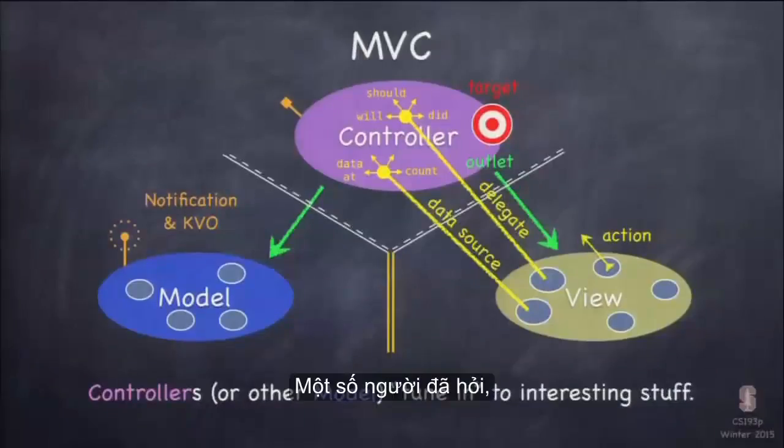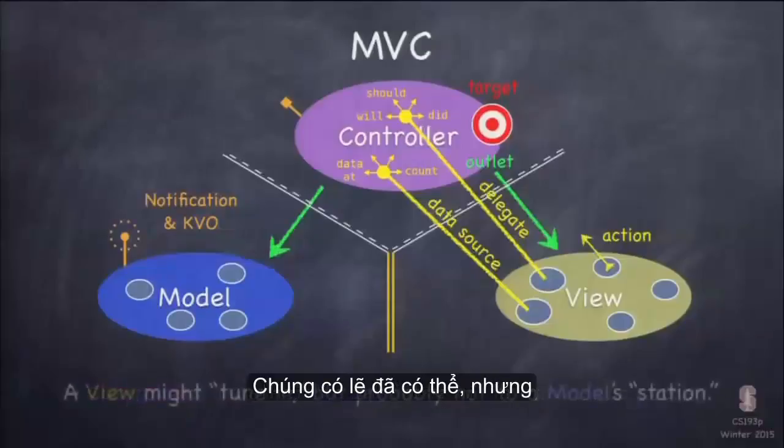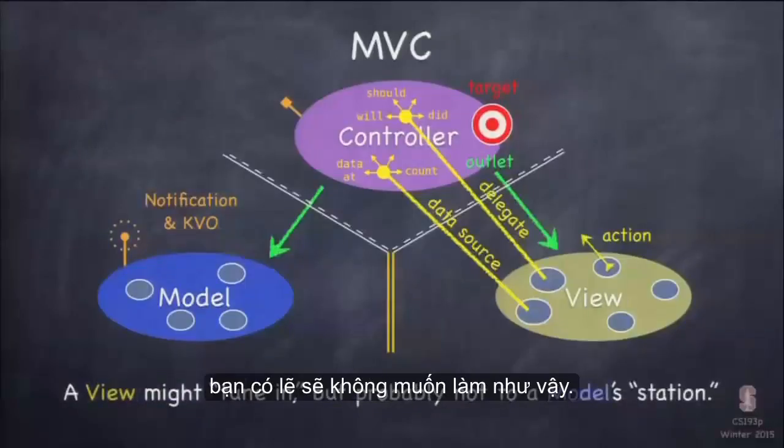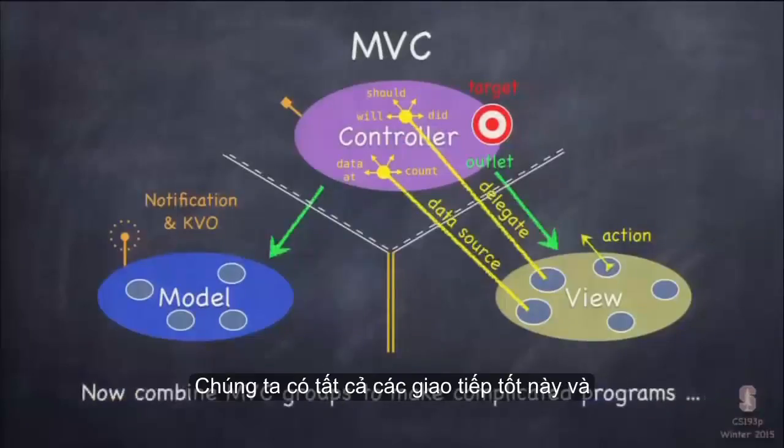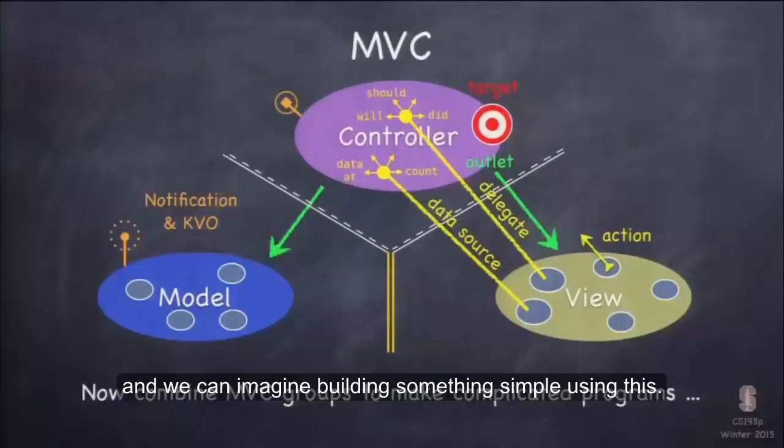Okay? Some people have asked, can a view tune into the radio station? They probably could, but you probably wouldn't want to do that. That would probably be a violation of MVC. All right, so we do this. We have all this nice communication and all these rules, and we can imagine building something simple using this.